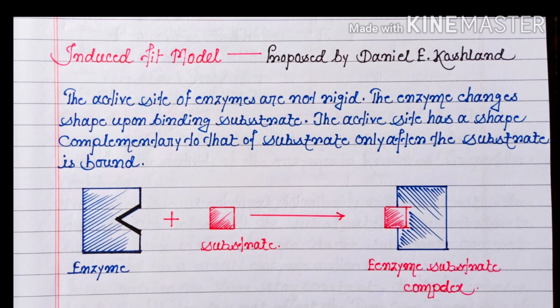As you can see here, the structure of the active site of the enzyme and the structure of the substrate are totally different, but still they form the enzyme substrate complex because the enzyme itself changes its active site shape according to the substrate shape, and that's why this enzyme substrate complex is formed.